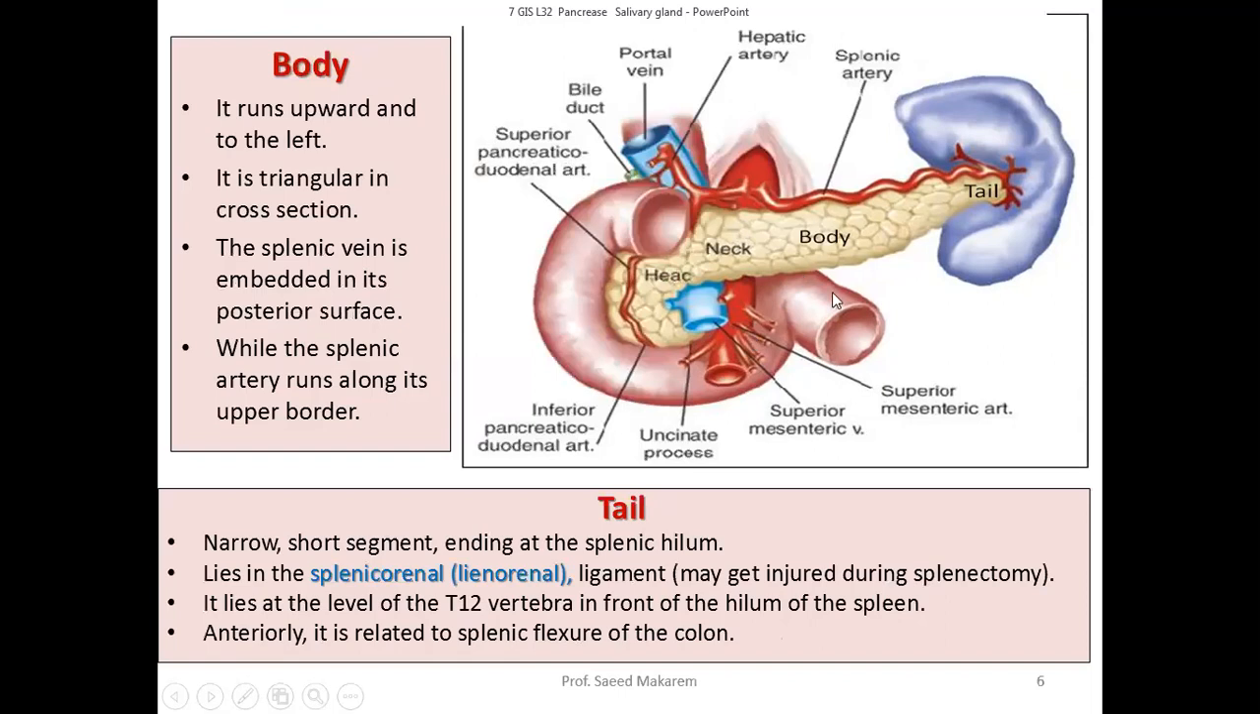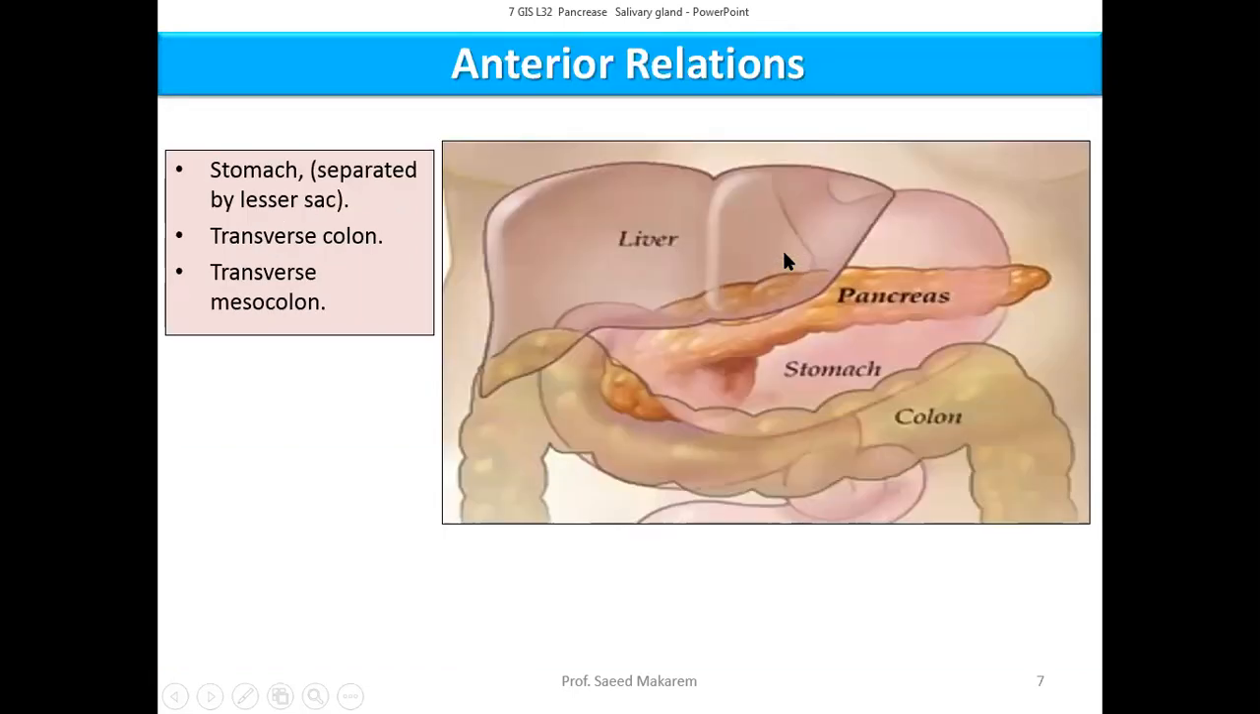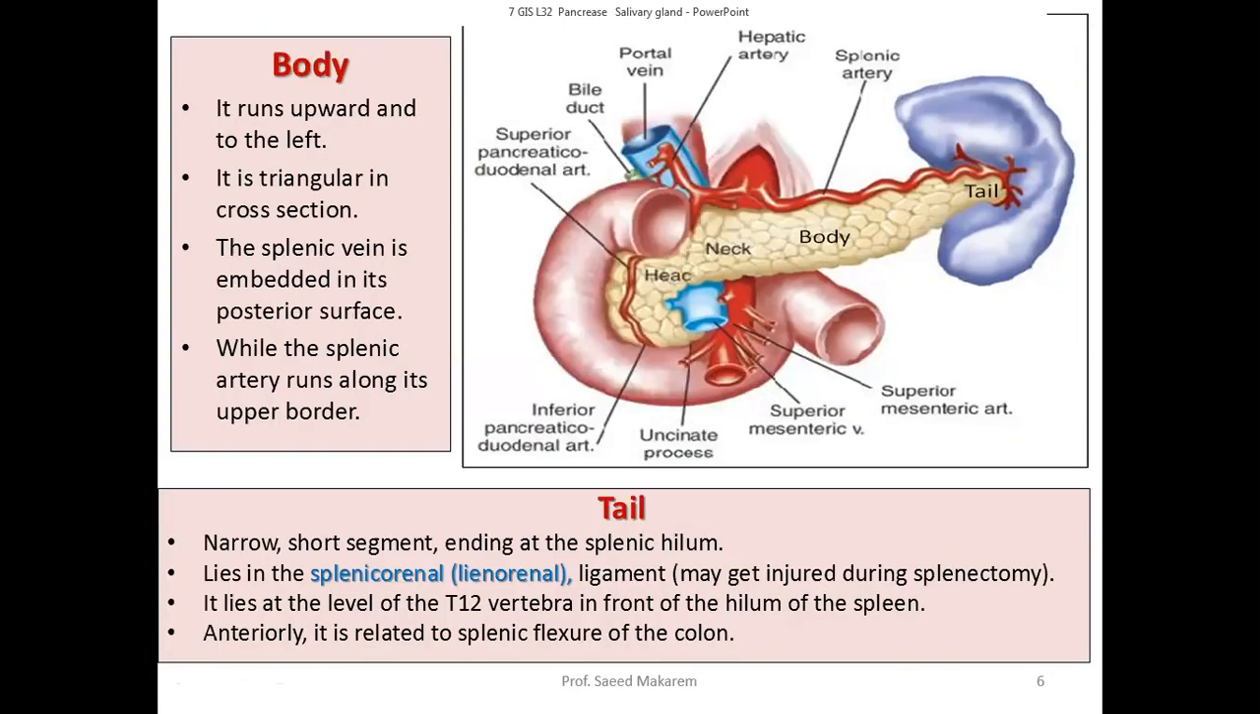Now coming to the body, the larger part runs upwards and to the left. It is slightly oblique, so running upwards as well as towards the left side of the body. It is triangular in cross section. If you take a section, it will be triangular. Later I will show you. If you see from the side, it looks triangular. It is not rounded, but triangular in shape.